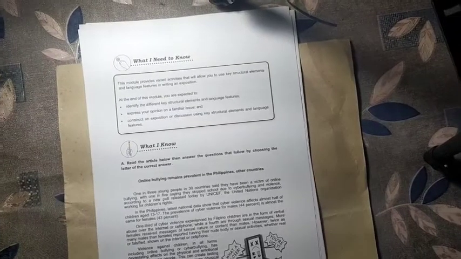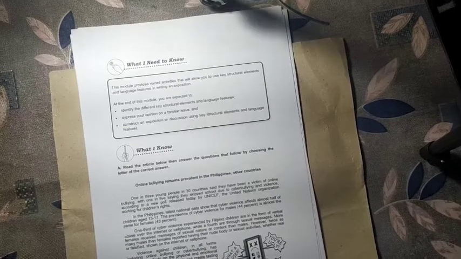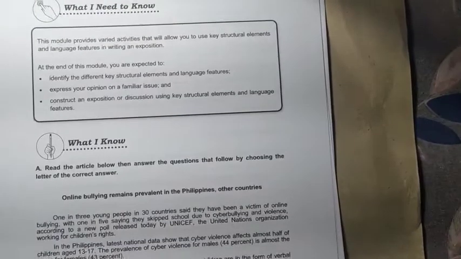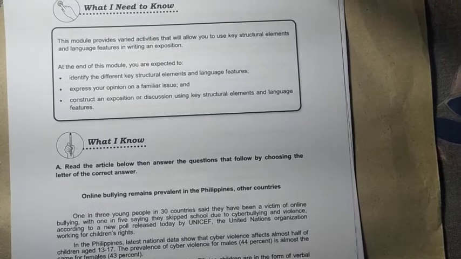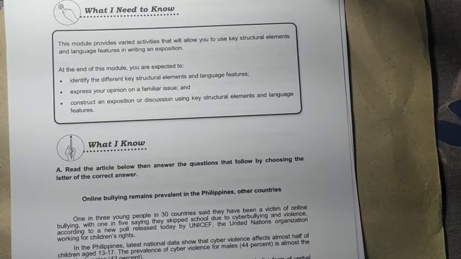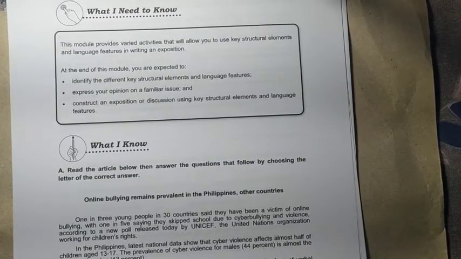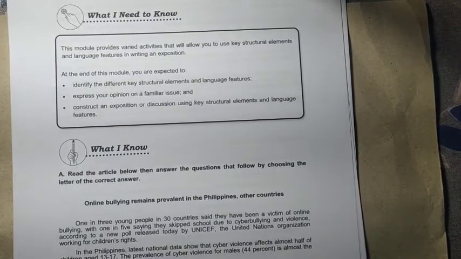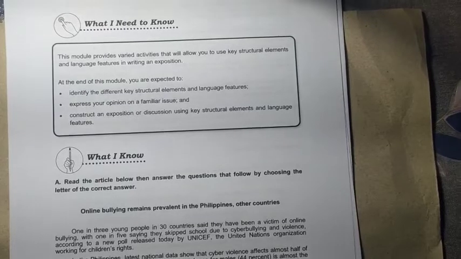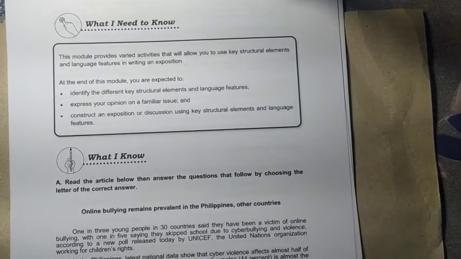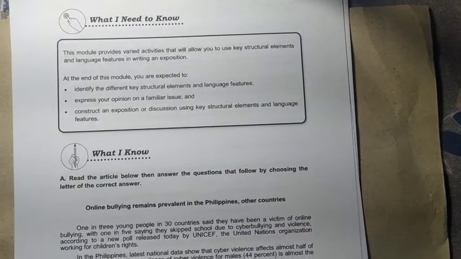So the module provides varied activities that will allow you to use structural elements and language features in writing an exposition. At the end of this module, you are expected to first, identify the different key structural elements and language features. Second, express your opinion on a familiar issue. And third, construct an exposition or discussion using key structural elements and language features.